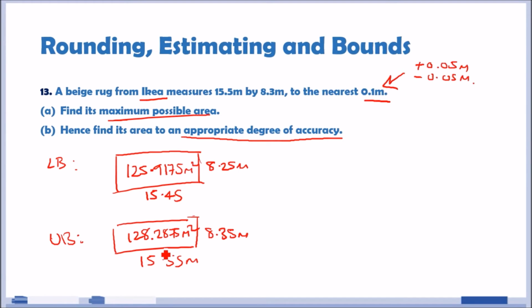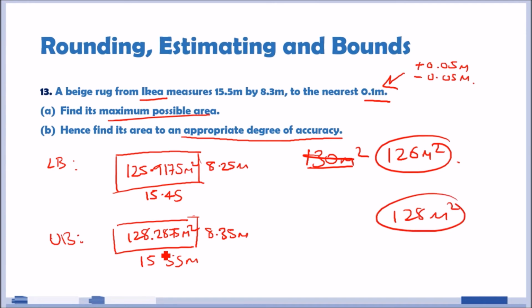Now, hence find this area to an appropriate degree of accuracy. Well, this one's a bit tricky because they're quite marginally off from each other. So realistically, if we round to 3 significant figures, the lower bound gives us 126 meters squared, and the upper bound rounds to 128 meters squared. However, that's not close to the area. In this case, we need to round it to 2 significant figures.